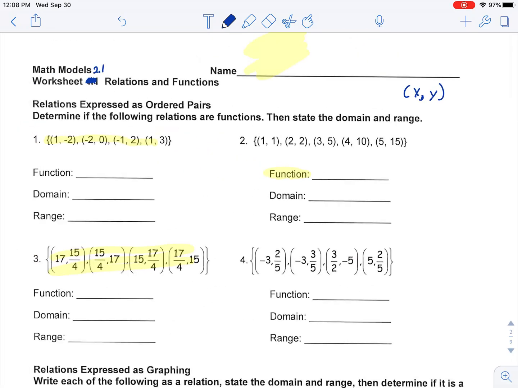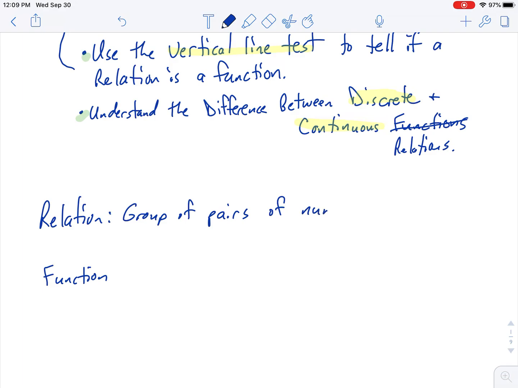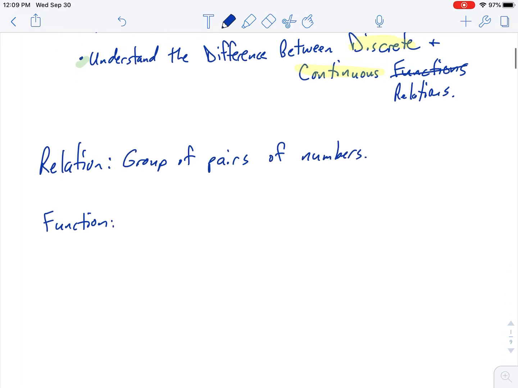So you know what I'm going to do? I'm going to come up here and write down the definition of a function. I said there weren't going to be notes, and now I changed my mind because that's what I do. In fact, I'm going to write a definition of relation. I'm going to keep it simple. I'm not going to give you a textbook or math definition. So a relation is a group of pairs of numbers. That's it. A function is a type of relation.